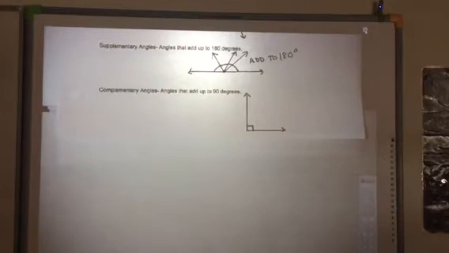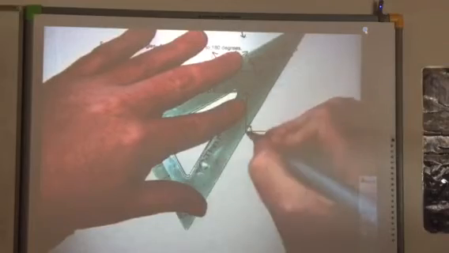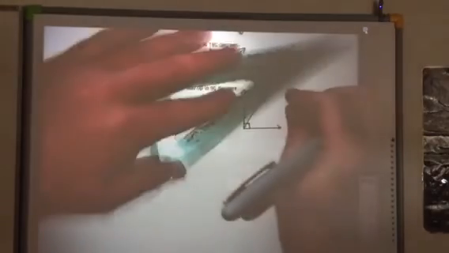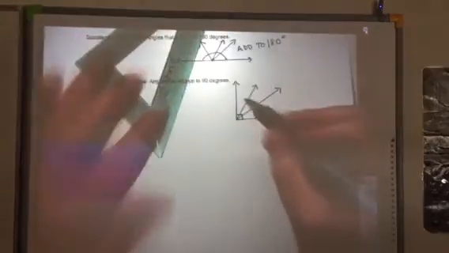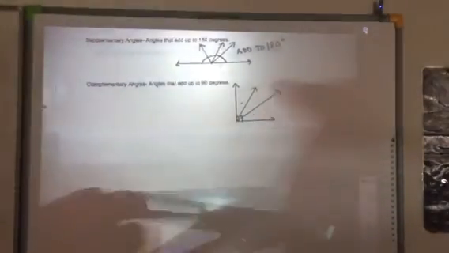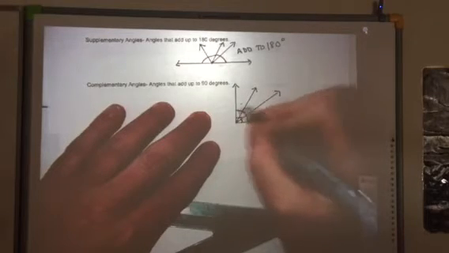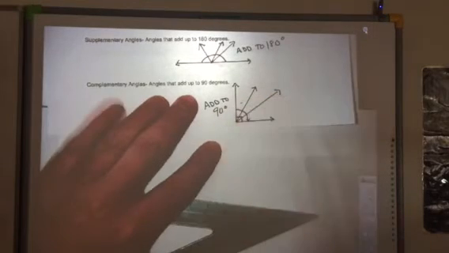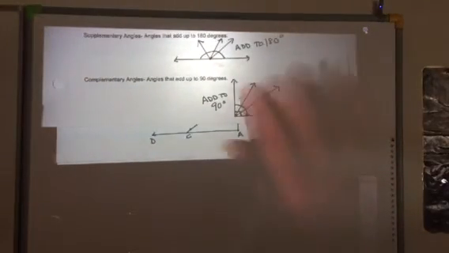Complementary. All the angles add up to 90 degrees. So you could put another angle in here. Those two angles add up to 90 degrees. You put a third angle in there. So these three angles add up to 90 degrees. Okay? So in this case, 1, 2, 3 angles here add to 90 degrees.